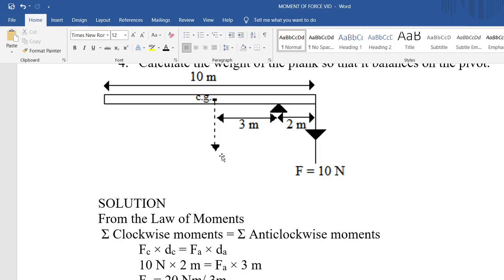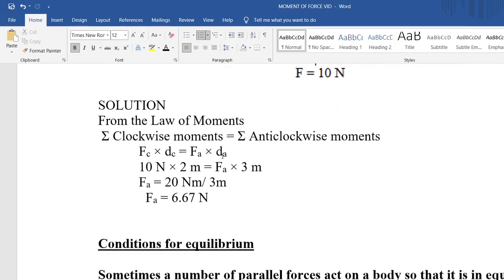10 Newtons times a distance of 2 meters is equal to Fa, the anti-clockwise force, times a distance of 3 meters. Again, both distances are taken from the same point. You'll end up with a force of 6.67 newtons. So now that would cause our plank to be in equilibrium.